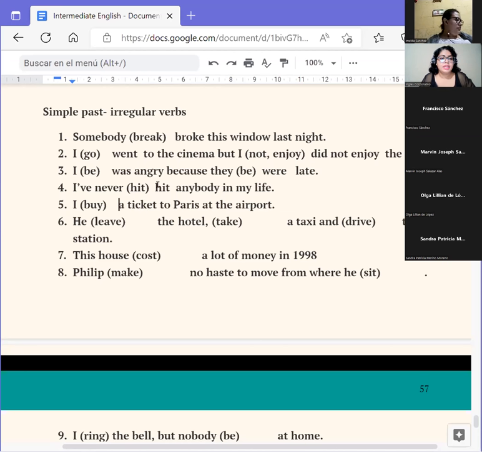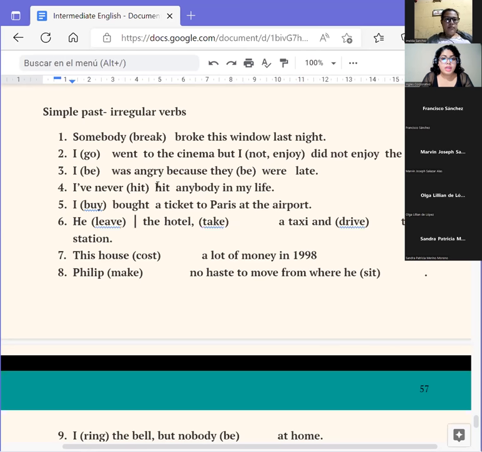Now, "I buy a ticket to Paris at the airport." Buy in past? Bought. Good. In this one, we have three: "He leaves the hotel, take a taxi, and drive to the station." Leave in left. Good. Take? Took. Good. And drive? Drove. Good.